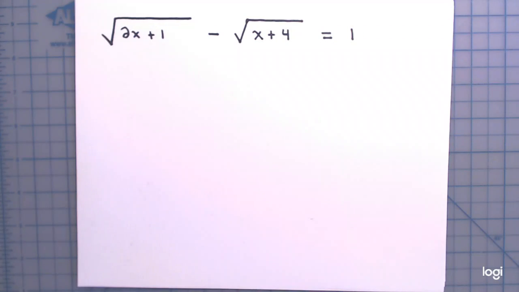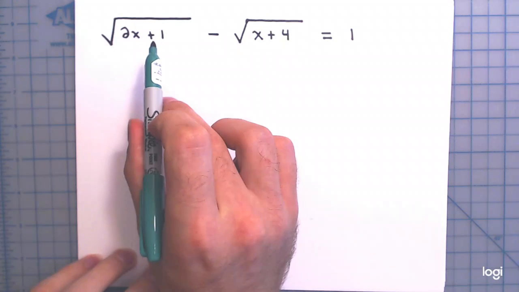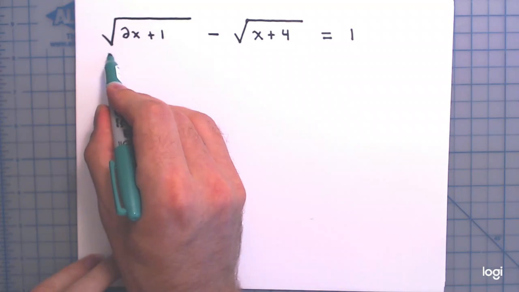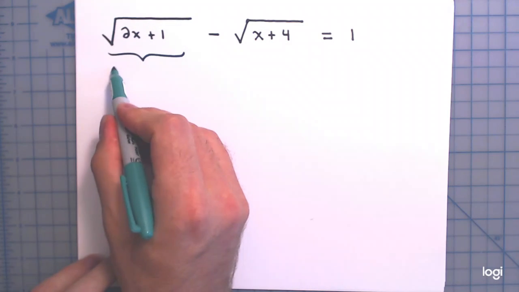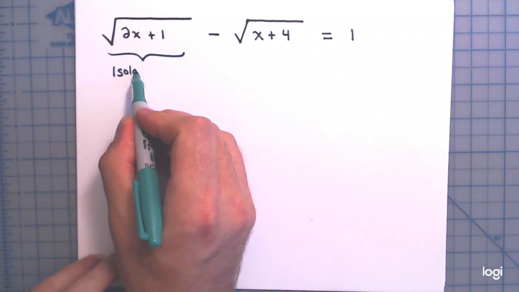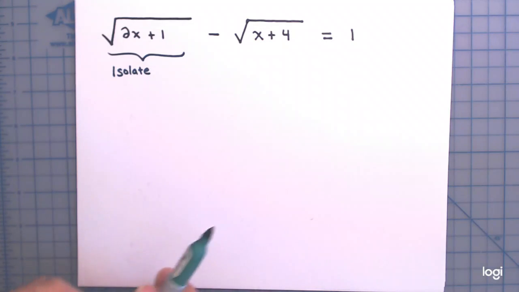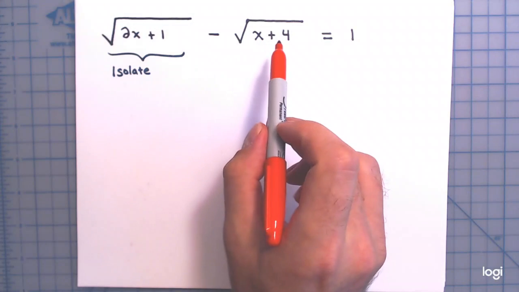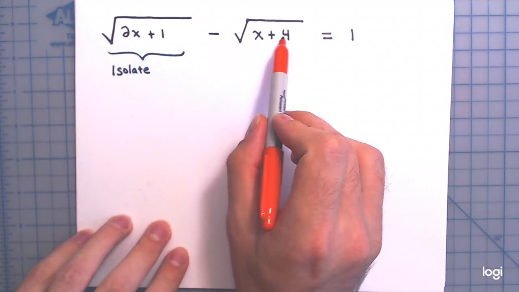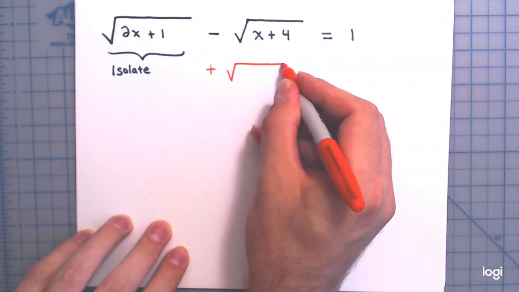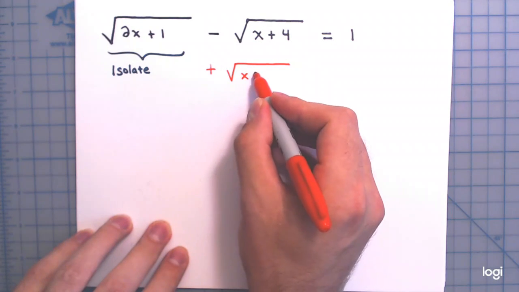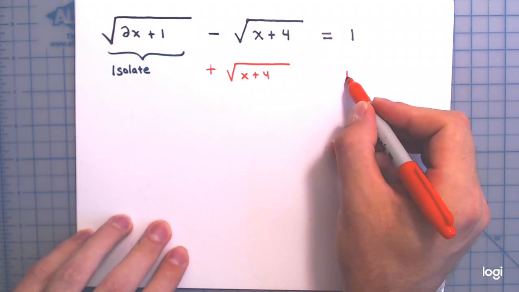Alright, so the same steps. I'm going to pick one of these radical terms. So let's say I choose this one here, the square root of 2x plus 1. I'm going to isolate that. Alright, so that means, if I want to get that alone, I need to get rid of this other radical term. This is being subtracted right now, meaning to get rid of it, I need to add it. Right, so I add this square root of x plus 4 to both sides.